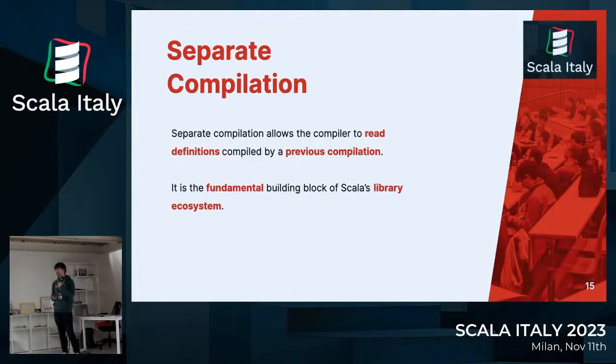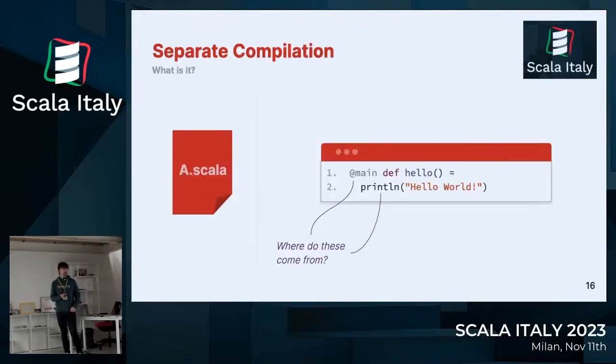To understand what incremental compilation is, we first have to understand what separate compilation is. And basically, separate compilation says, given that I've compiled these files, these definitions exist, so I'm going to reuse these compiled definitions to compile my next set of definitions. And it's the fundamental way that we build the library ecosystem in Scala. So just a quick example to say what does this mean.